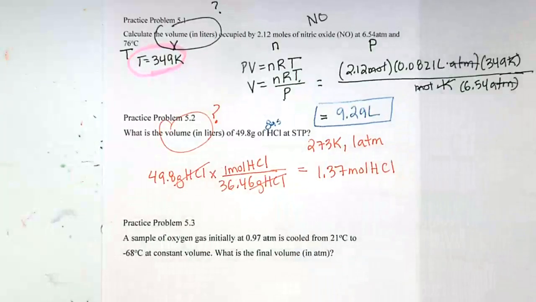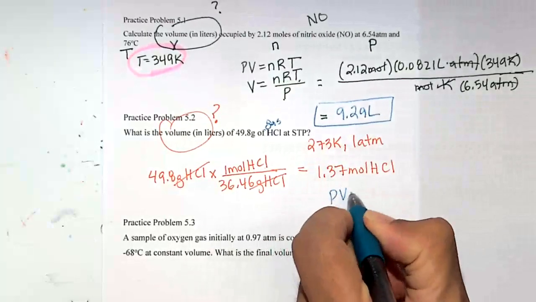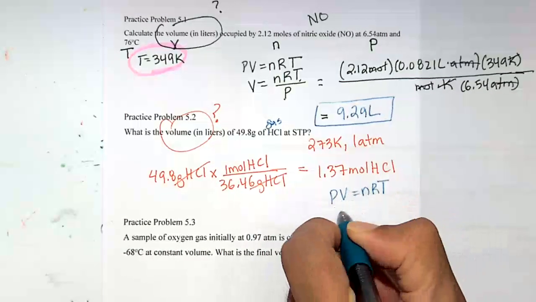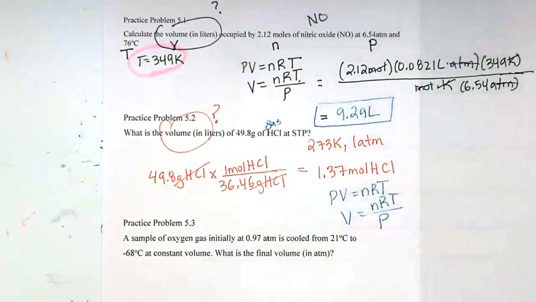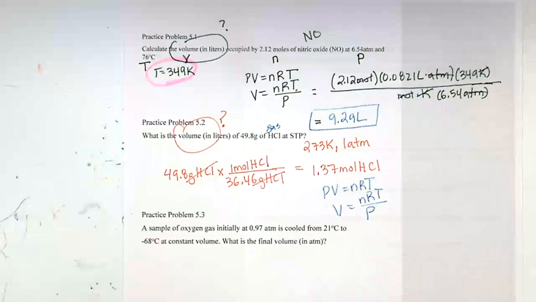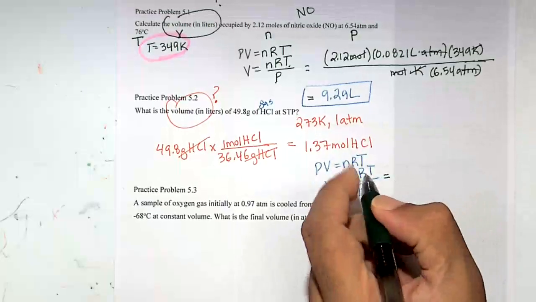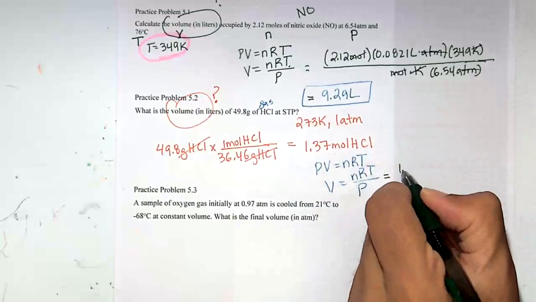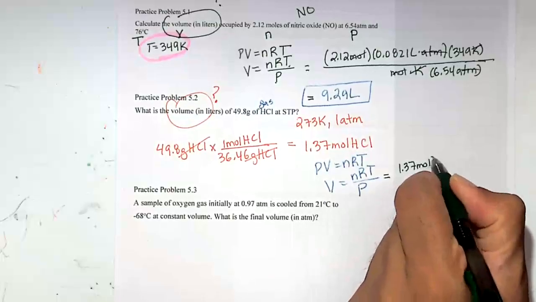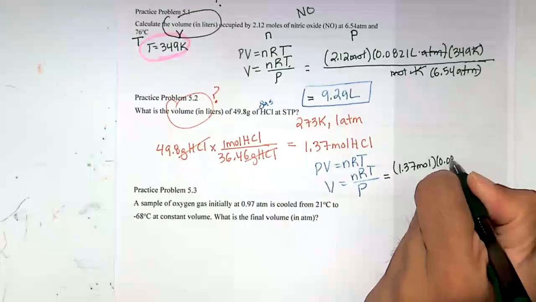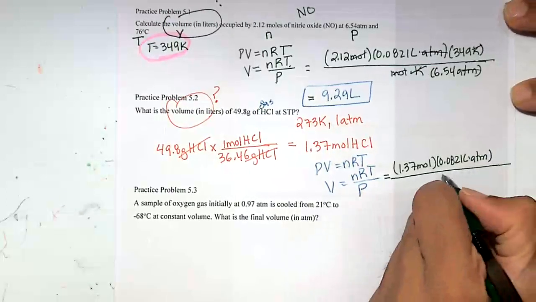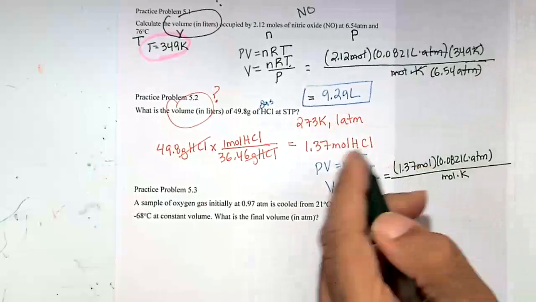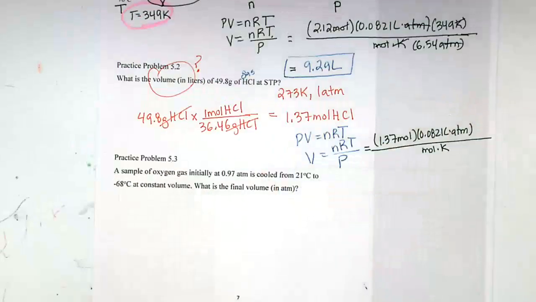All right, so volume is what we're going to solve for here. PV equals nRT. V is equal to nRT over P. Okay, n here is 1.37 moles. R is 0.0821 liters times atmosphere divided by mole Kelvin. Temperature T, what is our temperature T at STP?